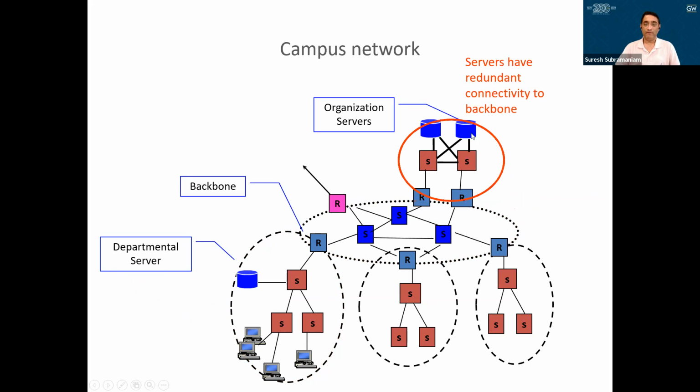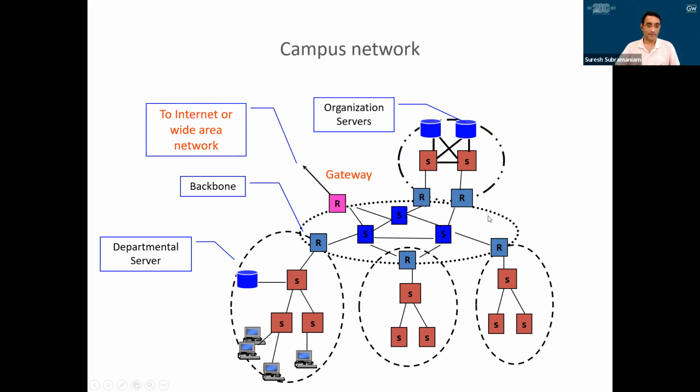servers have redundant connectivity to the backbone. That means there are multiple connections here. So if one of the links or one of the switches fails, you still have connectivity to the servers through other links and switches. That's important because the failure of a single link or node should not disconnect your entire network.